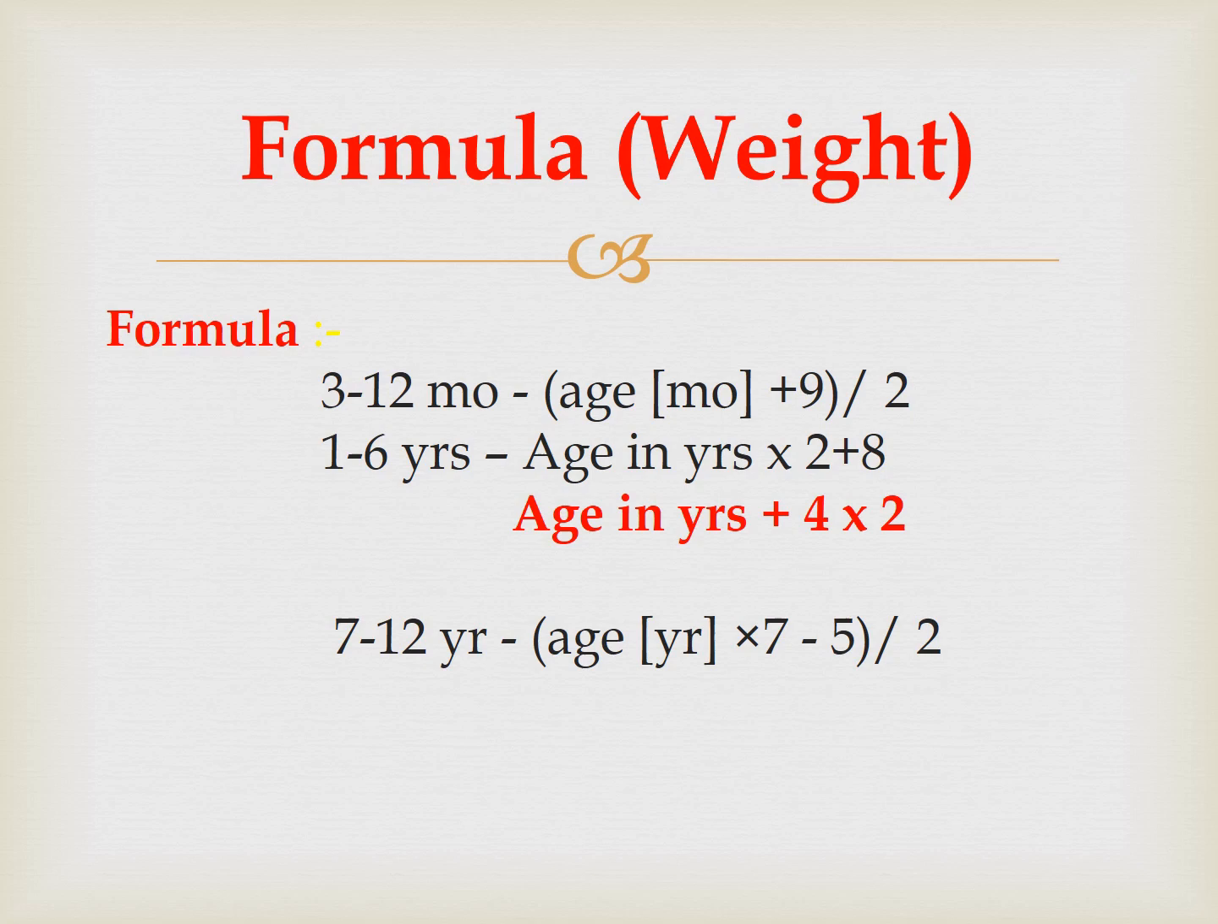And then we use different formulas to calculate weight. From 3 months to 12 months, the weight is calculated by the formula: age in months plus 9, divided by 2. From 1 year to 6 years, the formula you can use is age in years into 2 plus 8, or age in years plus 4 into 2. Then after 7 years till 12 years, age in years into 7 minus 5, divided by 2. Different formulas to work out weight.